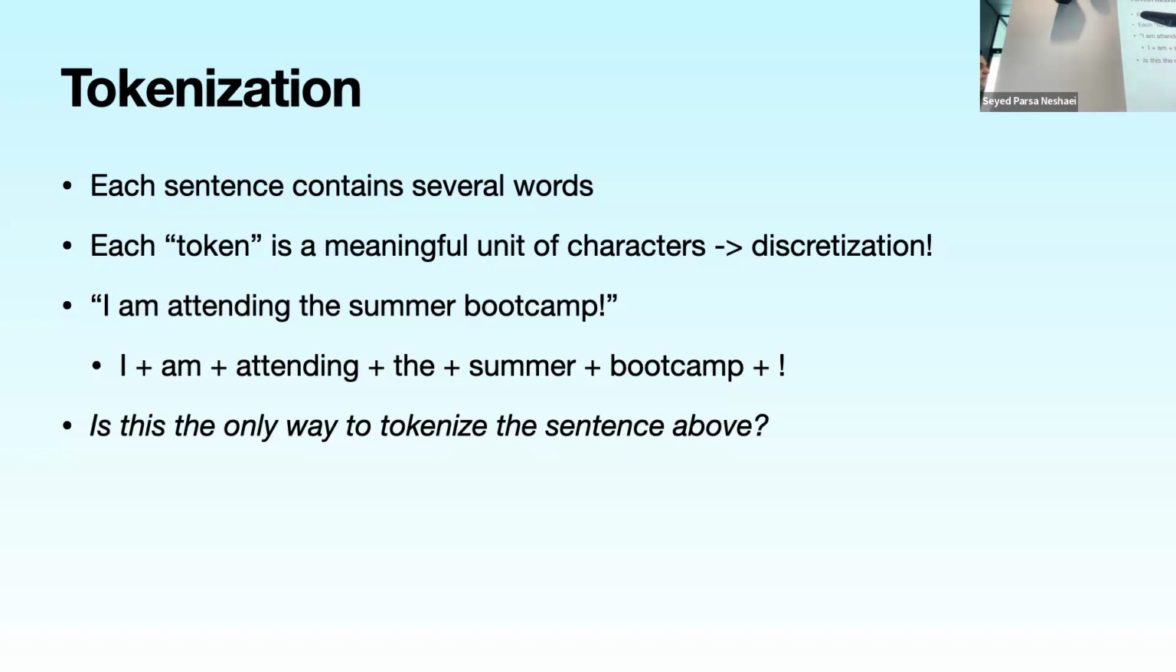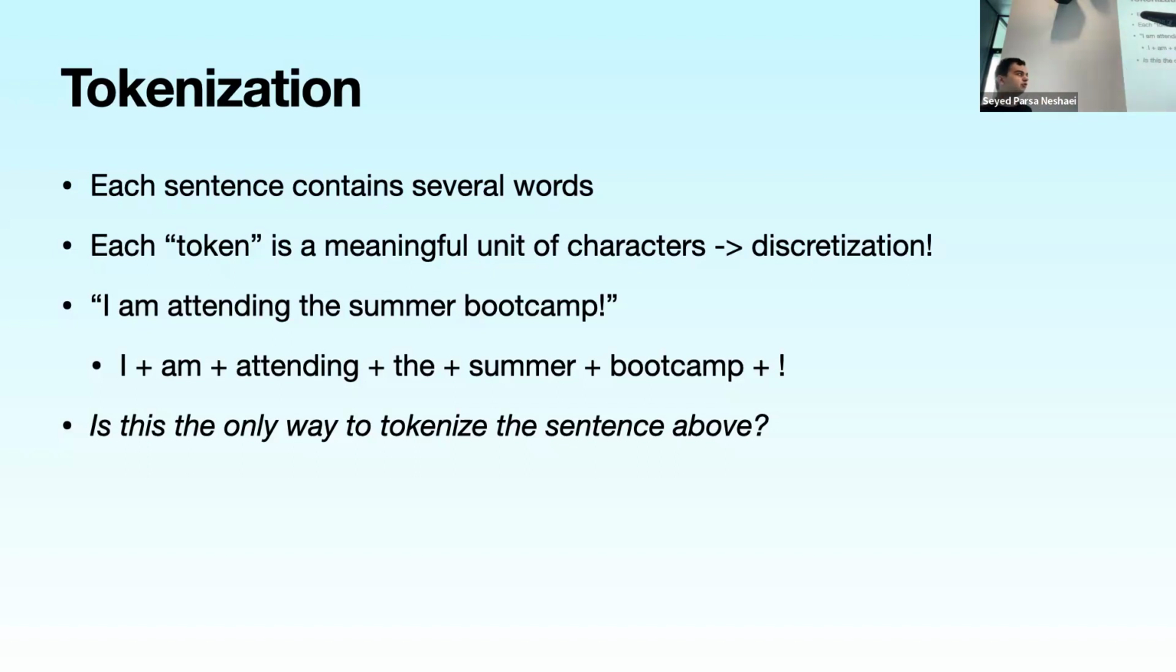Consider the sentence, "I'm attending the summer bootcamp!" One way to tokenize this, the very simple way, is that we say I is the first token, am is the second token, attending the third token, and so on. And also maybe we want to extract the exclamation mark as another token. So this is very simple, right? This tokenization, you only need to write a split by a space. It's a one-line Python code, and maybe you can just consider the punctuation differently.